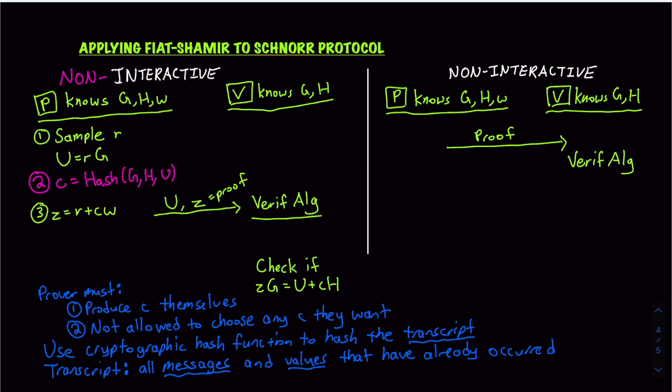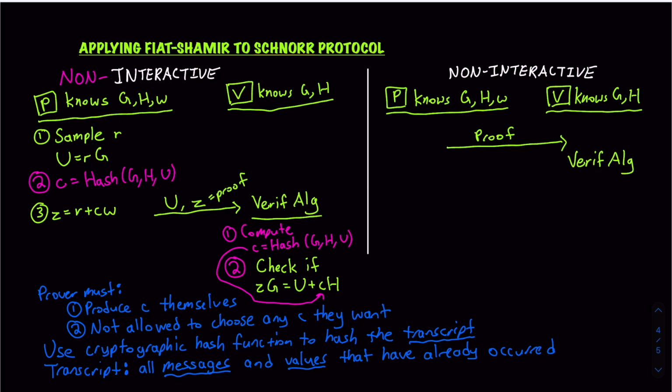Since the verifier already knows G and H and receives U as part of the proof from the prover, they can compute this hash themselves. Then they use this value of C when checking if Z times G equals U plus C times H holds. This step is crucial for security.